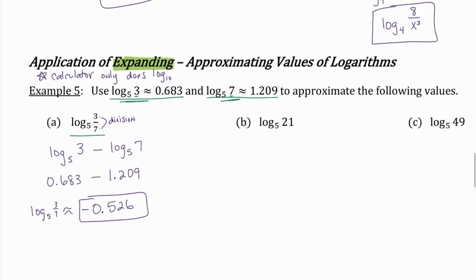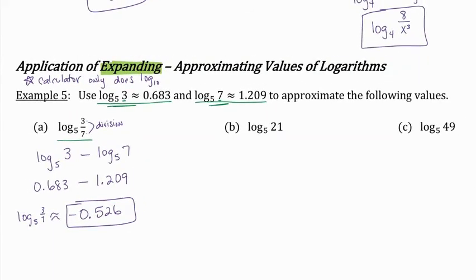Okay. Next one, kind of the same idea, except this time I've got log base 5 of 21. Okay, so if it's 21, how in the world would 3 and 7 help me? Well, hopefully when I say that, it's obvious to you. 3 times 7 would make 21, right? So what if I rewrite this logarithm as log base 5 of 3 times 7? That still means the same thing, right? 3 times 7 is 21.